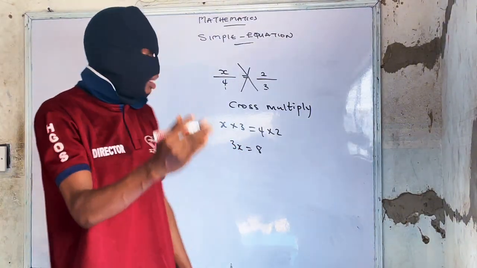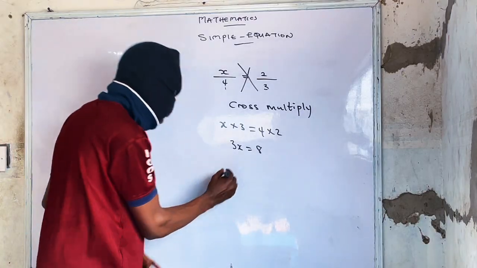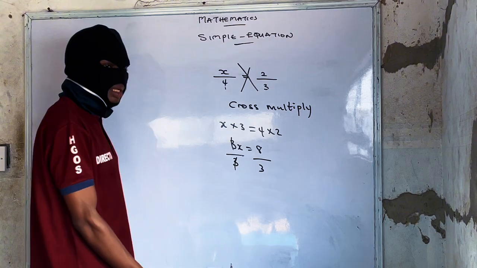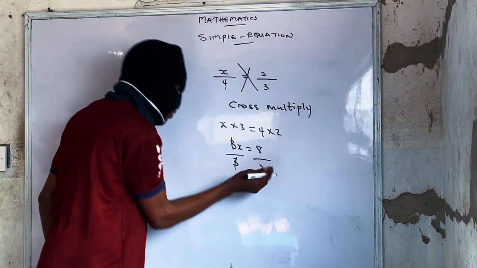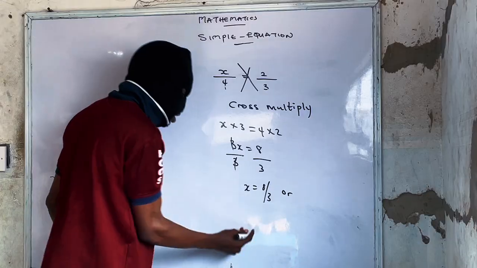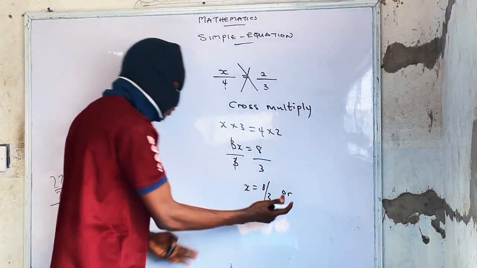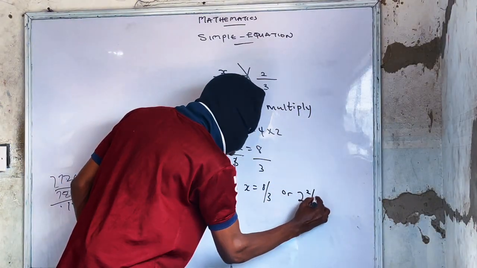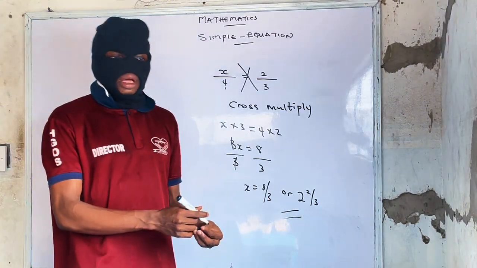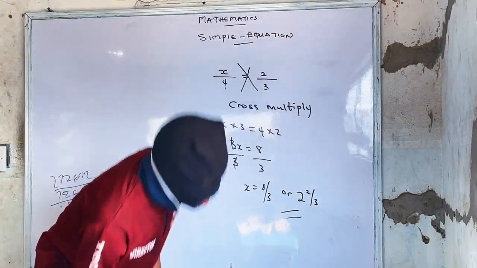Now since we have come across something like this, we all know that we are dividing both sides by the coefficient of the variable. Now you have 3 over 3. This 3 eliminates 3. Now x is equal to 8 over 3. You can leave your answer like this, 8 over 3, or 3 in 8 is 2 over 3, that is 2 and 2 over 3. So that's the value of your x. Now another question can come like this.